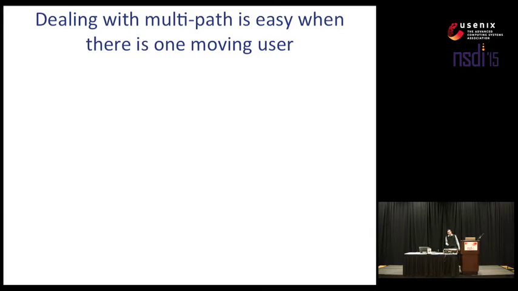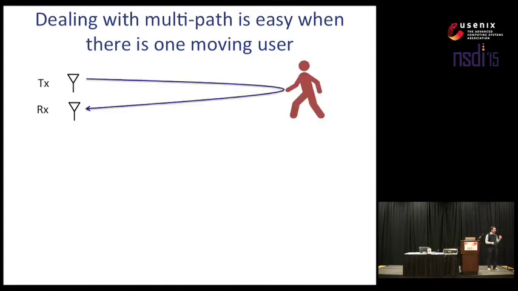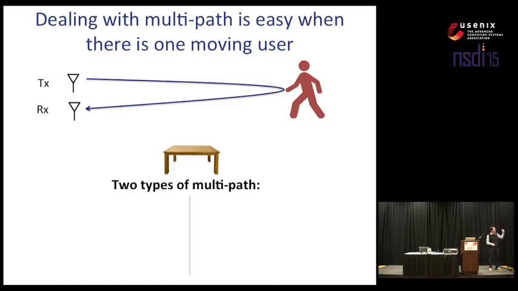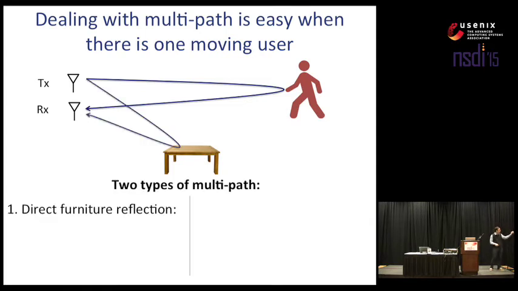Let me explain this. So when you have a transmitter and a receiver and you have a person, then the signal will reflect off the person and come back. But if there's also a table in the environment, then you will get two types of multipath. First, you will get the table's direct reflection, and second, you will get an indirect reflection, that is a signal that bounces off the person then the table, or the table then the person before coming back.